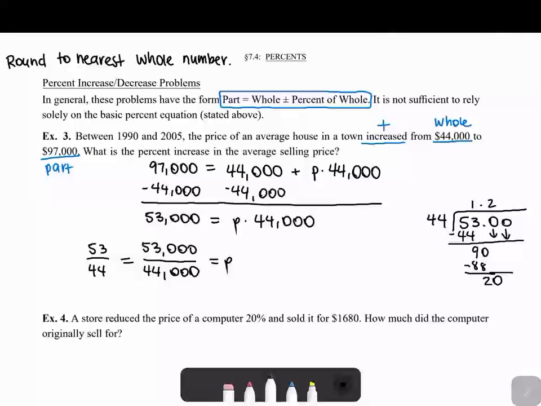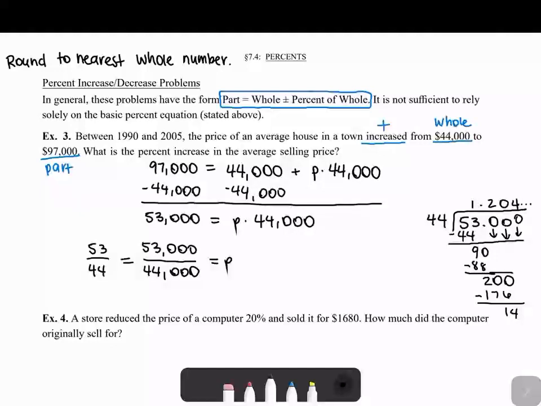44 doesn't go into 20. So we can bring another 0 down. 44 goes into 200 probably less than 5 times, because 40 times 5 is 200. So let's try 4. 44 times 4 is going to be 160 plus 16, which is 176. Subtract that, we get 14. And this will keep going. I don't have room on this paper because I didn't give myself enough room.